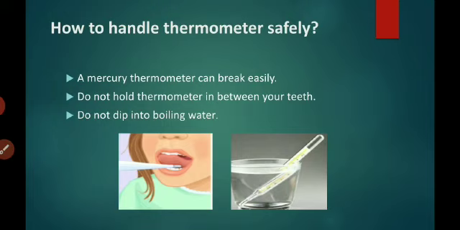Do not hold the bulb of a glass thermometer when you are taking temperature, as it will show your body temperature, not the temperature of the patient.